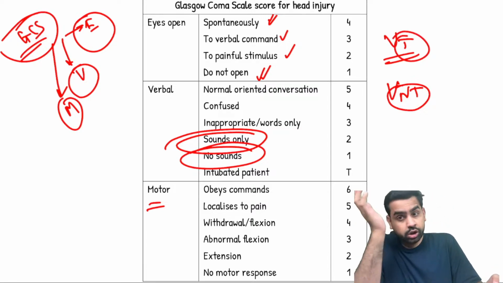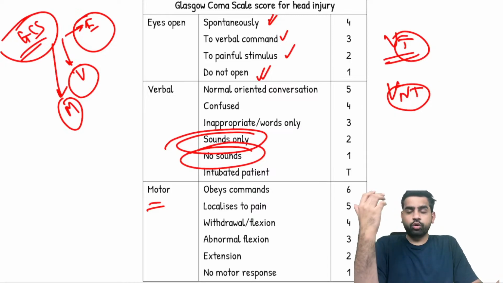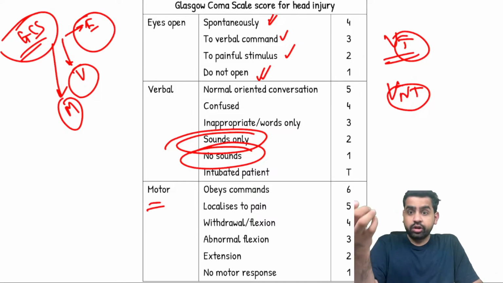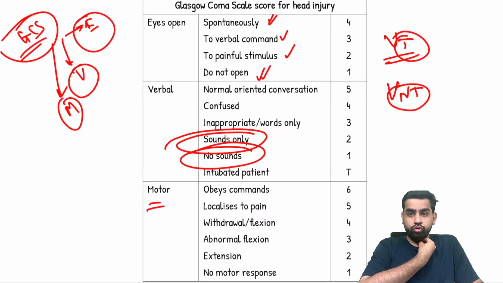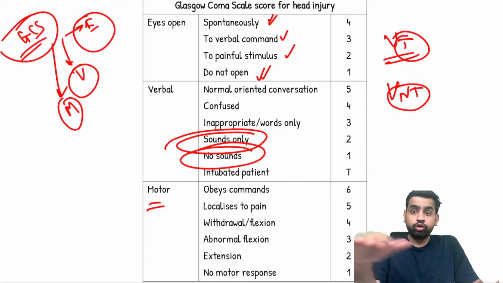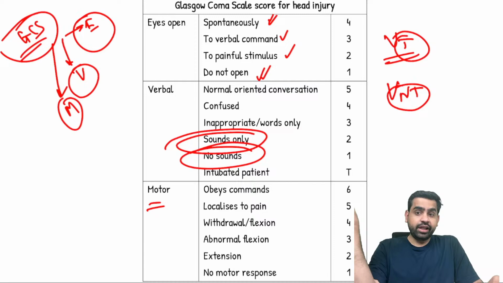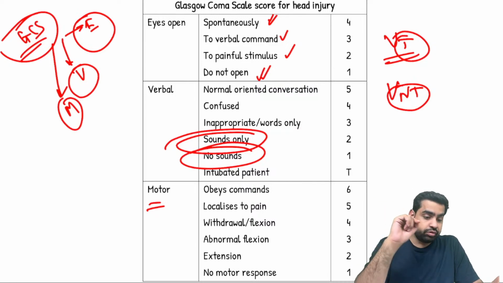You understand my point? Some people say that tracheostomized patients have a verbal response of 1. No, not really. The patient is not able to speak because you have put a tracheostomy tube in the patient. You're not able to assess the verbal response of this particular patient. So it is VNT, non-testable. Very, very important. I hope you have understood this particular point, guys.